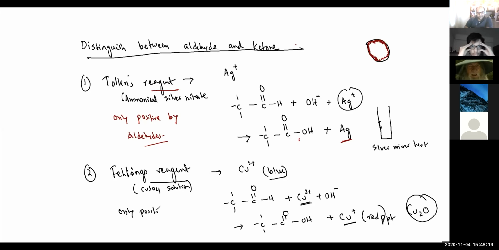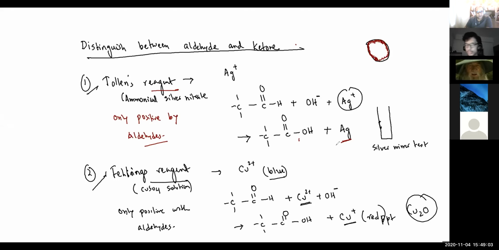So now listen carefully. If you just want to test for the presence of a carbonyl group, aldehyde or ketone, it could be anything, you will test with 2,4-DNPH. And once you have confirmed there is a carbonyl group present, what's the next step? You have to distinguish whether there's an aldehyde or a ketone. So what do you use? You can either use a Tollens reagent or you can use a Fehling's reagent.